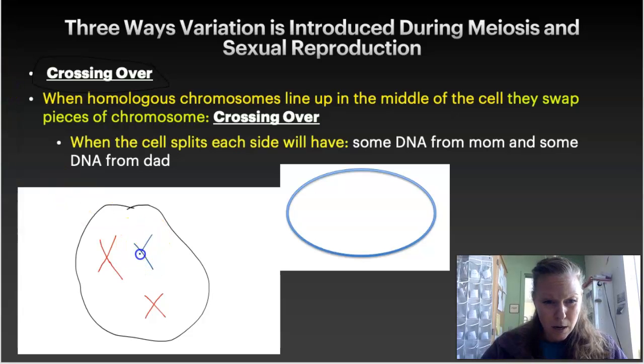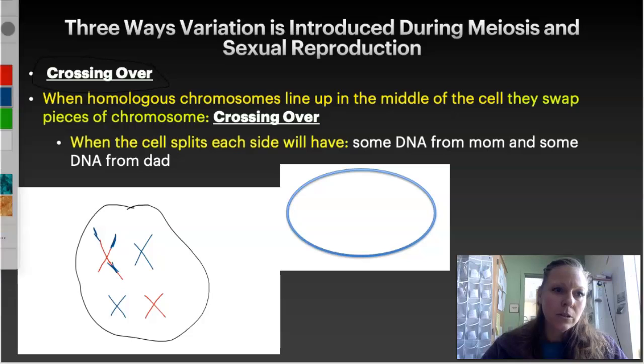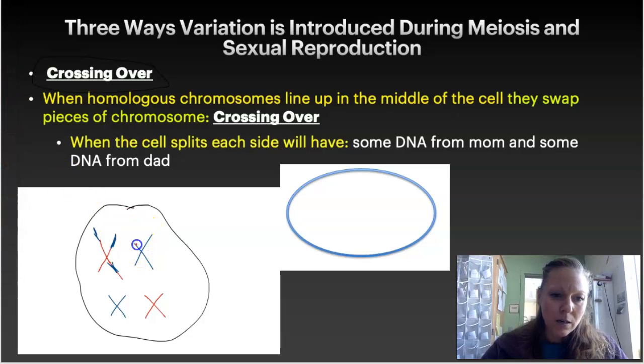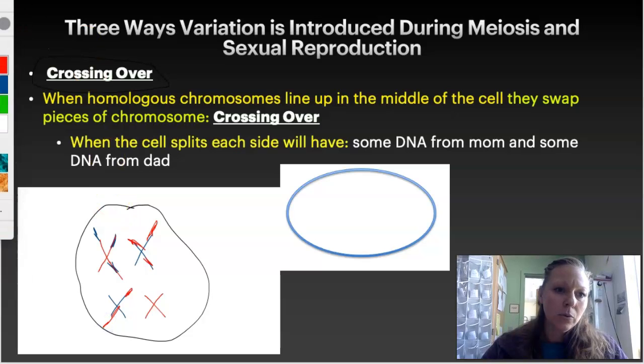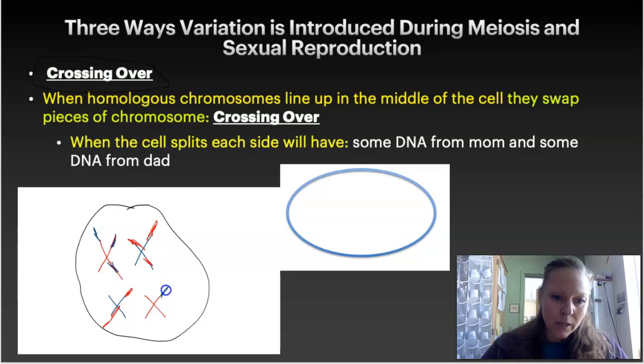And here, what's going to happen during prophase 1 is that these homologous chromosomes are going to come close together, and they're going to wrap around each other so tightly that they actually swap genetic information. They actually swap segments of DNA. So there's going to be some blue over here, and over here, and over here, and then there's going to be some red over here, and over here, and over here. And the same is going to happen over here. There's going to be blue over here and here.